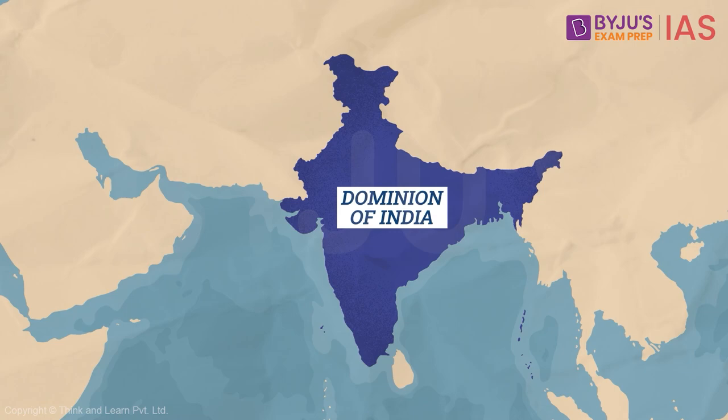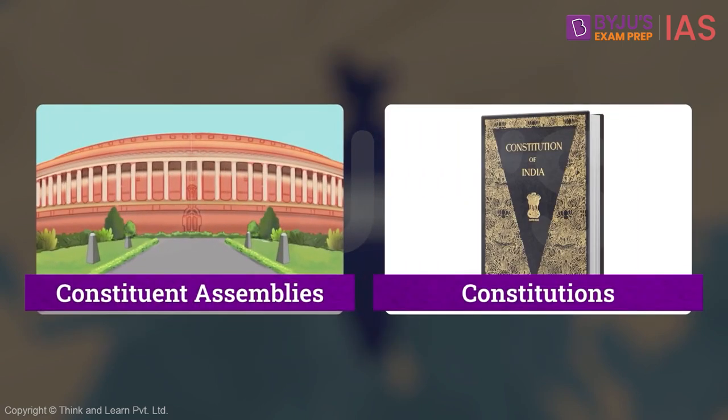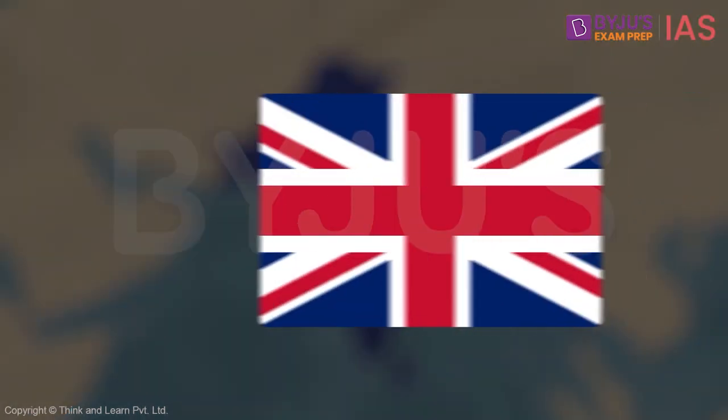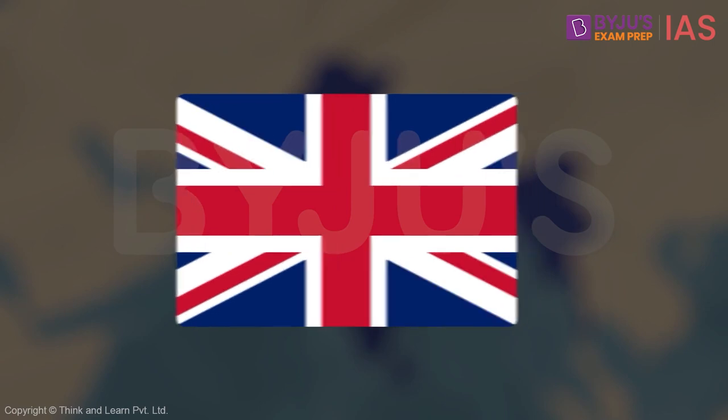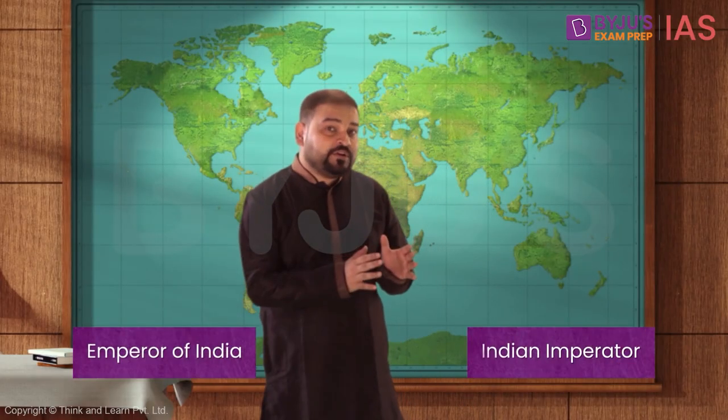The two new dominions could form their own constituent assemblies and were free to adopt their own constitutions. This act rang the death knell for the British Empire in India. British suzerainty and ascendancy over the Indian subcontinent was to come to an end. The words Emperor of India and Indian Imperator were to be omitted from the royal style, which was a fashion by which monarchs and noblemen were addressed.